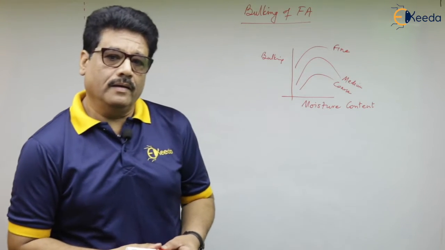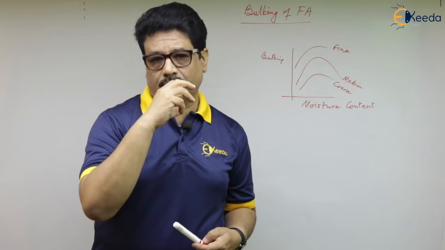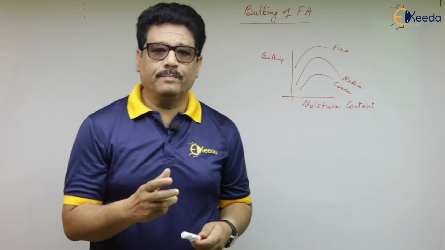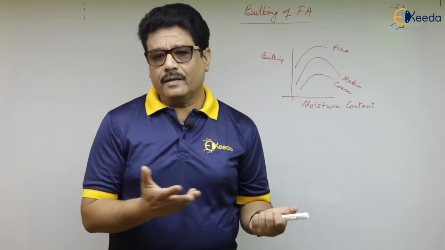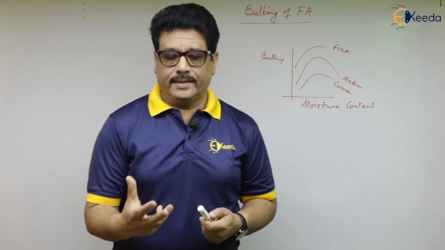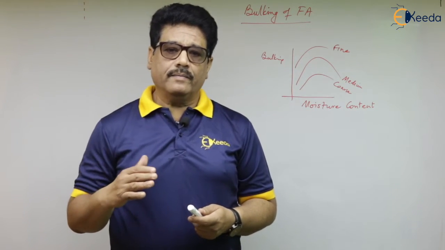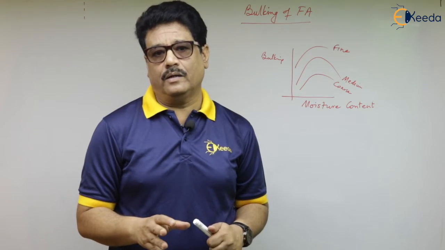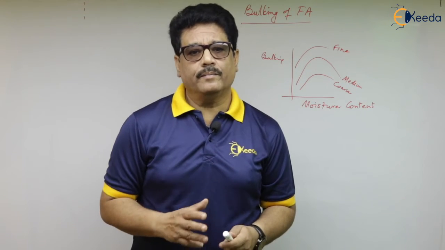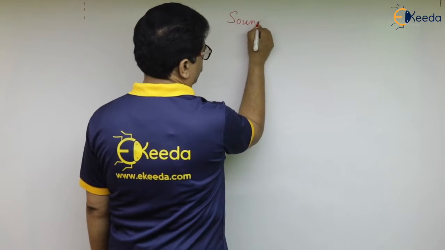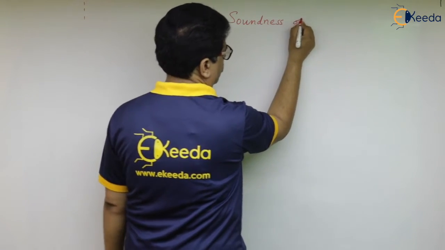So we have a greater bulking effect in sand which is finer in particles, and therefore bulking curves are plotted. There are also standards governing the sand bulking percentages. If the sand is bulking very heavily, then we should not accept that sand at all. So this is about the bulking of fine aggregates. Let us see one more property of aggregates, which is called soundness of aggregates.